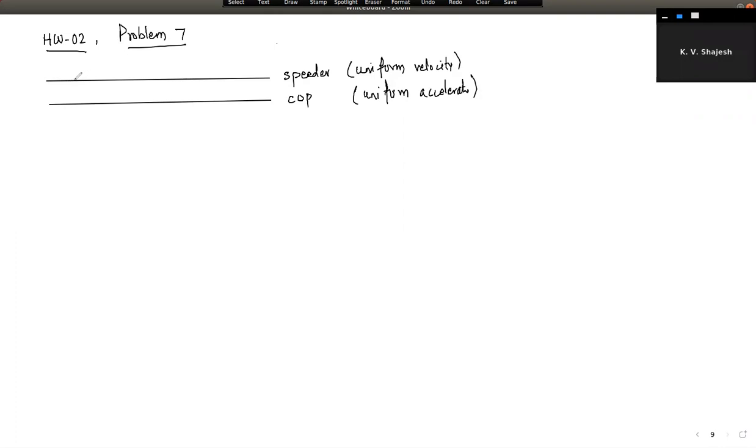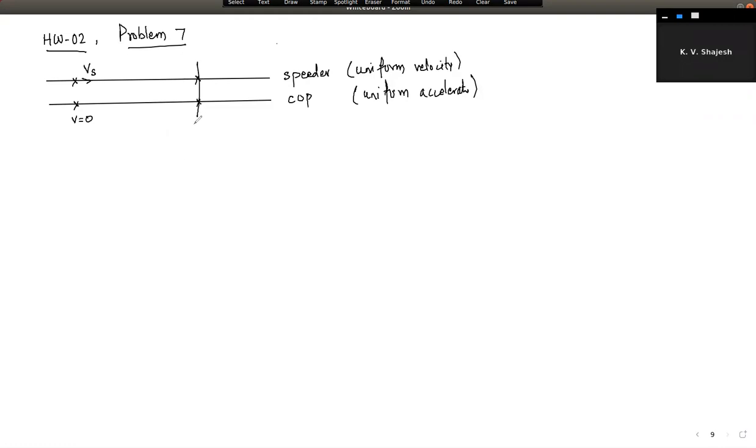When does the motion analysis begin? Whenever the speeder crosses the cop. So the cop was at rest here. V is equal to 0 for the cop, but V is equal to 35.8 for the speeder. So this is the speeder's velocity, but this is the initial velocity of the cop. And since the cop is accelerating, however much time it takes, the speed keeps increasing for the cop, and he or she will actually cross the speeder at one point, and let's say that's the point where that happens.